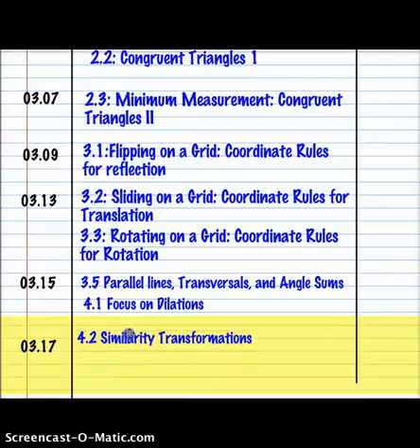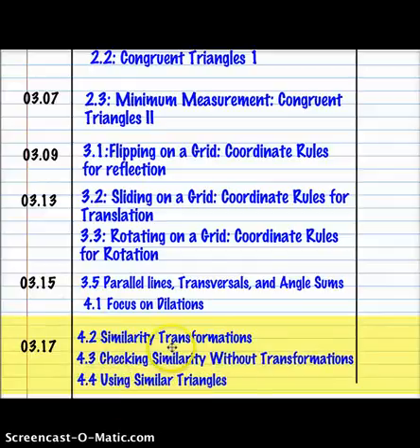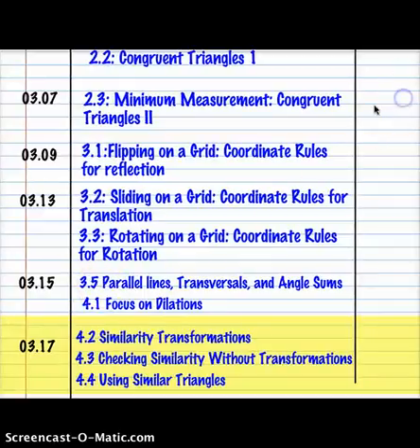Okay, so today is 317. We're doing 4.2 similarity transformations. We are also doing checking similarity without transformation. So how can we check similar triangles without transformations? And lastly, using similar triangles. We're going to use similar triangles to find distances of tall objects. We kind of did this in 7th grade in comparing and scaling, but we're going to use it again. But instead of using shadows, we're just going to use distances as mirrors and angles that we can assume are right or similar triangles because they are right triangles and they share the same angle.